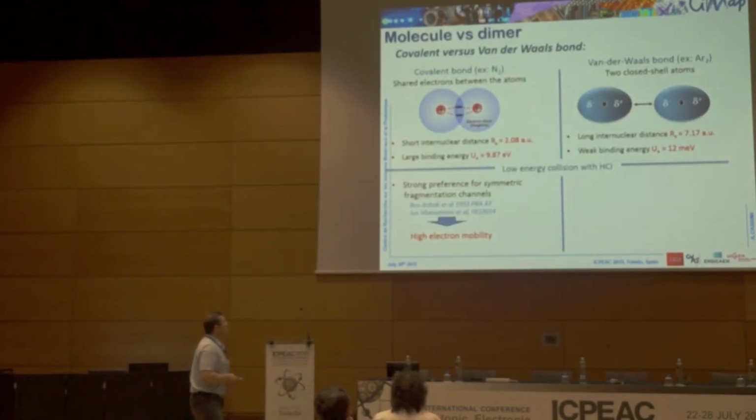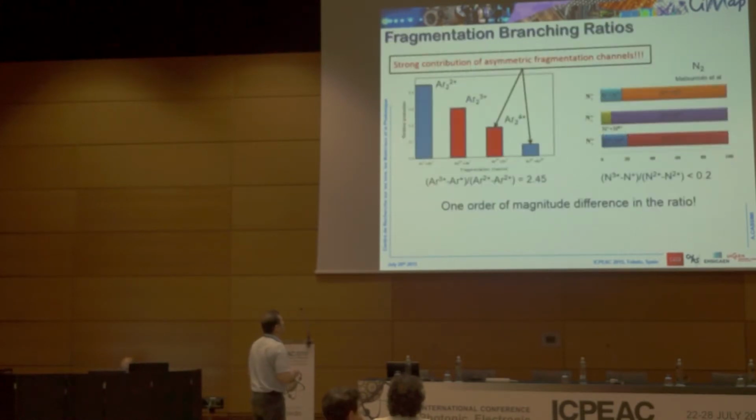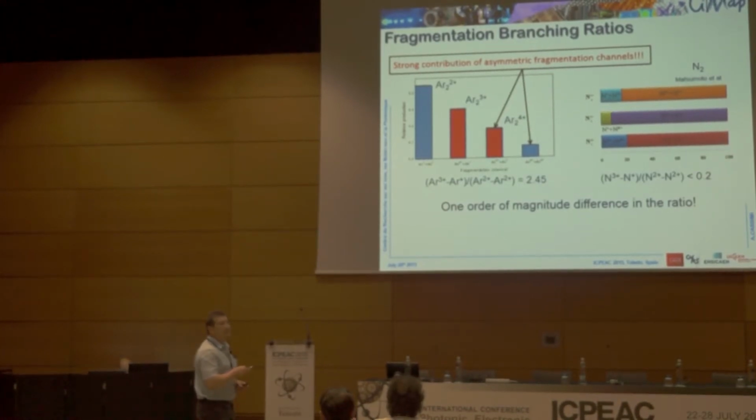Okay, van der Waals dimers. Now they are very weakly bound. The binding energy is only 12 millielectron volts, and the distance between the two atoms is large. What happens? So you can look at the different branching ratios. We have a strong asymmetry, a strong contribution of asymmetric fragmentation channels. And for example, if you remove 4 electrons from the argon dimer, you have more than 2 times more the asymmetric channel, argon 3 plus, argon 1 plus, compared to the symmetric one.